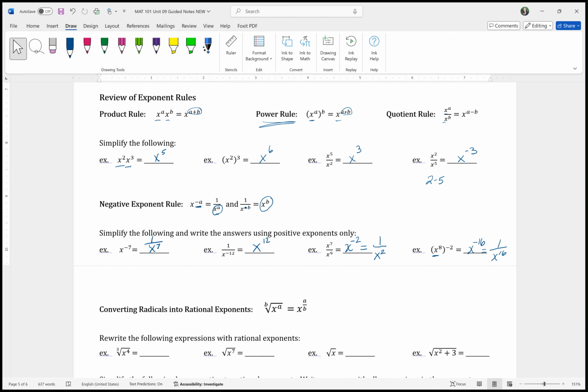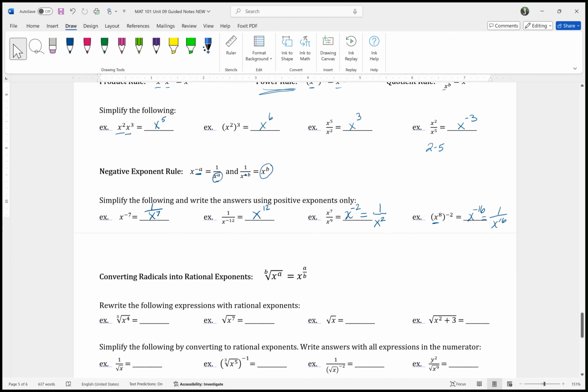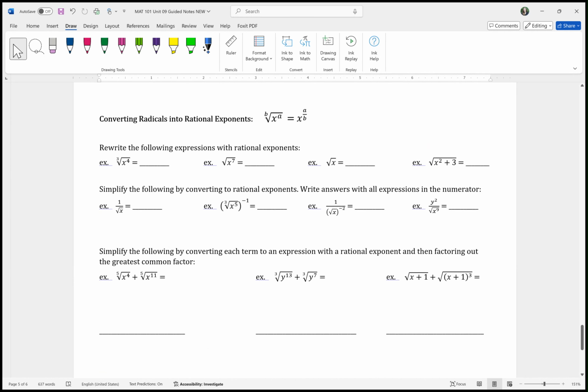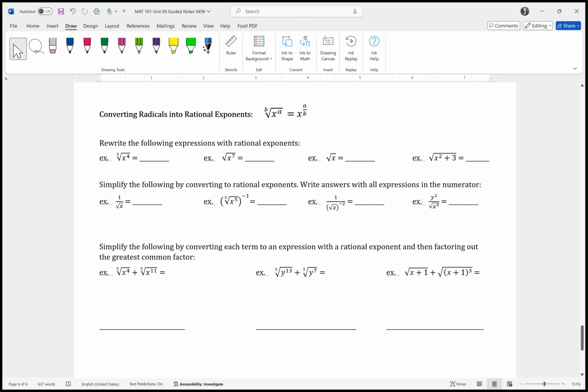Let's look at a little bit more intense exponent rules here, and this is when we're converting radicals to rational exponents. You may not even know that's possible, but you can do that. And if you're going into calculus or maybe a future math class, you may be doing this more often, okay? This happens a lot in calculus though.